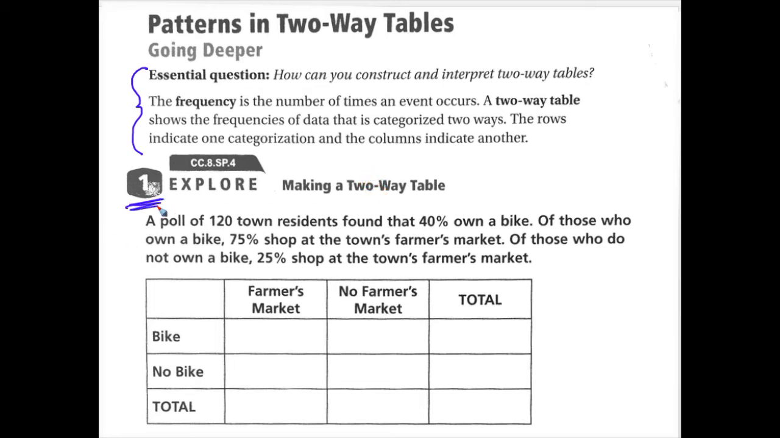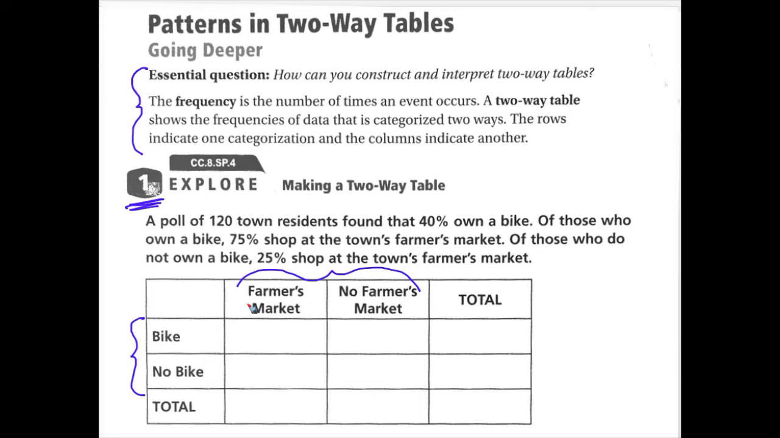So let's take a look at example 1. A poll of 120 town residents found that 40% own a bike. Of those who own a bike, 75% shop at the farmer's market. Of those who do not own a bike, 25% shop at the farmer's market. So we have two pieces of information. Information 1 is bike or no bike. Some people have bikes, some people don't. The second piece of information is farmer's market. Some people go to the farmer's market, some people don't.